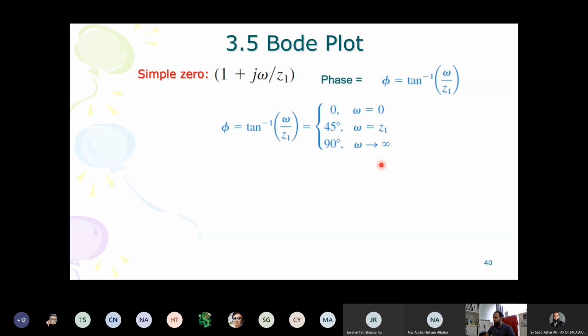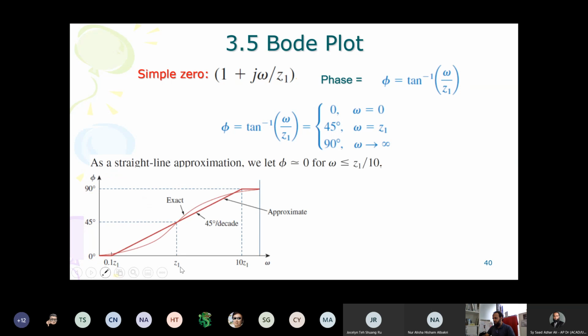And the phase, you see, this is the phase because there's 1. This is basically y, and x is 1, so just omega upon Z1. So if you keep omega equal to 0, the angle is 0. If omega equals Z1, this will be 1, and if omega is very big, it will be 90 degrees. So we can see that it goes from 0 to 90 as omega goes from 0 to infinity, but we're not going to do that. We'll center it at Z1 like this, and we'll keep it 45 degrees.